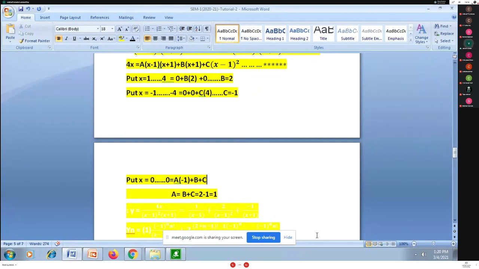So like that, whenever our linear factors are over and I'm still not getting an unknown, at that time substitute x is equal to 0 in the star step.